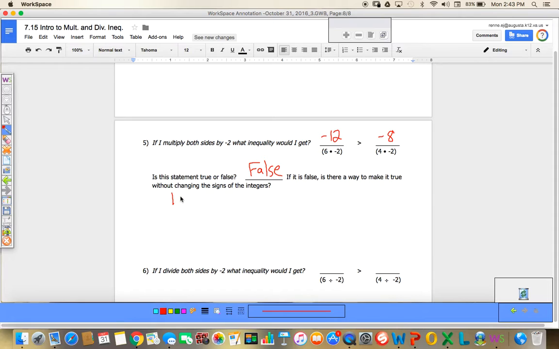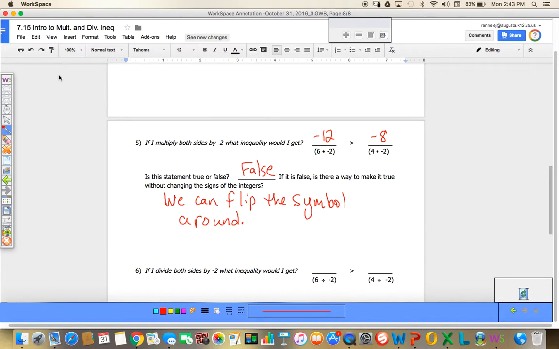Flip the symbol around. Okay, so the only way to make this true without changing the order and without changing the signs is to flip the symbol around. So let's see what happens when I divide both sides by negative 2.